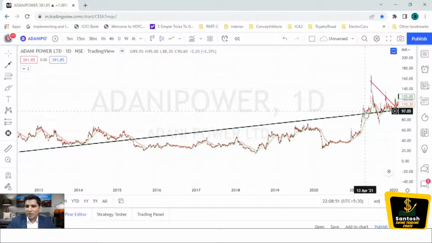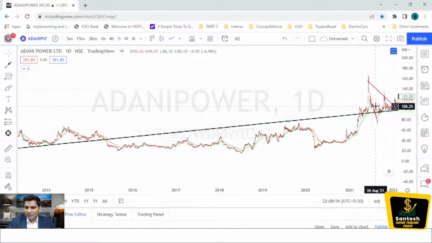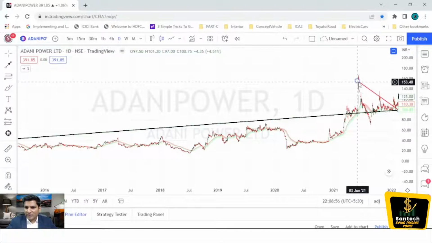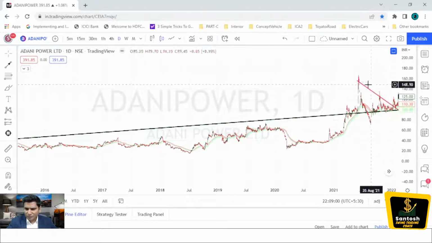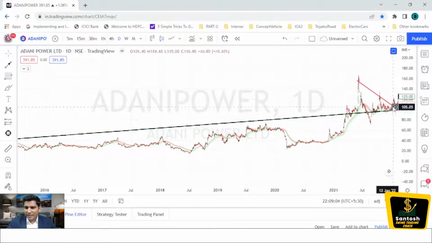Again it has crossed the support line, and in this area it was forming a triangle flag pattern. So this red color line is a resistance line. In this area the stock is consolidating for some time. So let me take you to the 1 hour time frame.